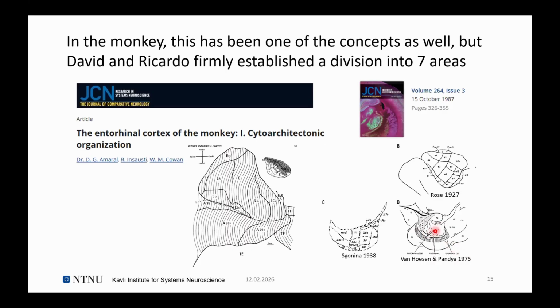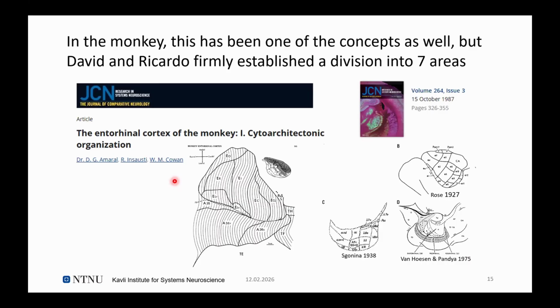So it's 2 or 3 subdivisions. Rose came up with something like 18. Skonina had a similar 13 type of subdivisions. So the field was really not agreeing on how many subdivisions there are, but I think that Ricardo contributed immensely in establishing a useful format that allowed many people to do both anatomical experiments in the monkey, but also to do physiological experiments and behavioral experiments, lesion experiments, and to describe properly which part of the system we are talking about.